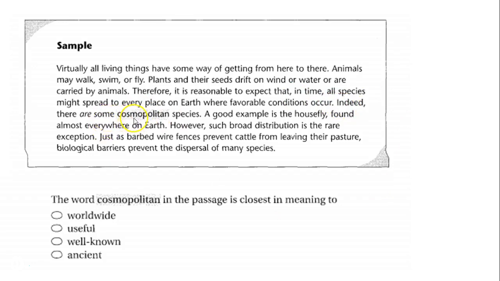Indeed, there are some cosmopolitan species. I don't really have any clues in this sentence, so I'm going to move to the next sentence. A good example is the housefly, found almost everywhere on Earth. So I think I do have a synonym here, or I do have an example, right? I do have an example that gives me a clue on what the word cosmopolitan means. Because the housefly is found everywhere on Earth, which means worldwide. Not useful, well-known, or ancient.